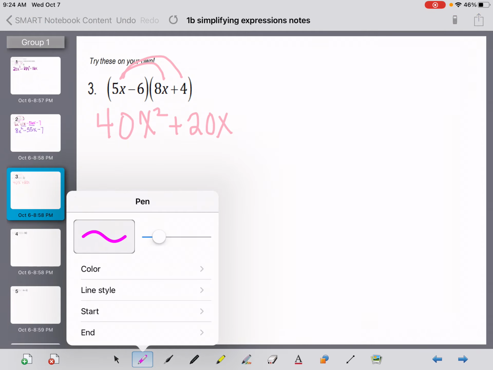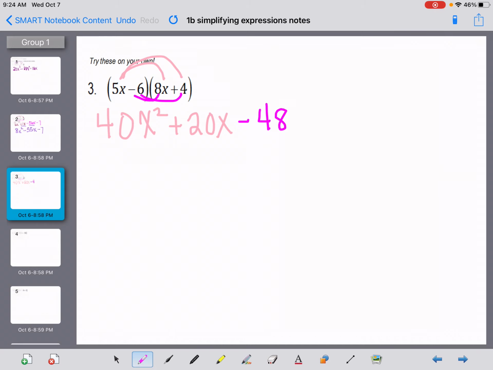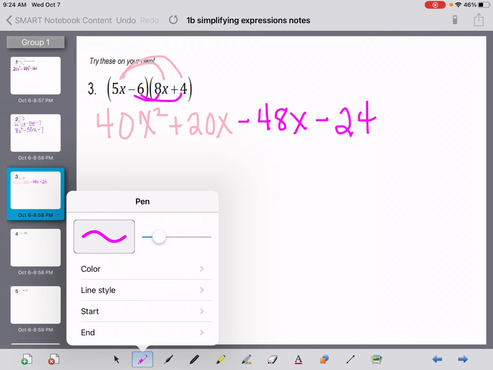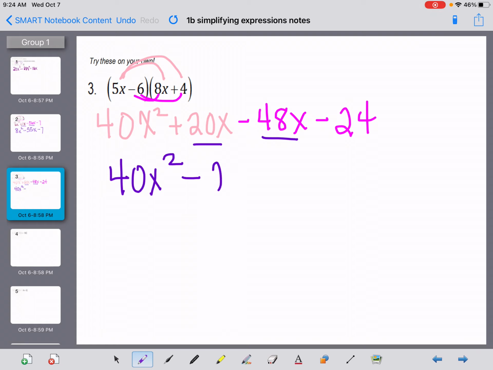And then we're going to distribute the negative 6. Negative 6 times 8x is negative 48x. Negative 6 times positive 4 is negative 24. And then we're going to add like terms. So our like terms are here, and we end up with 40x squared minus 28x minus 24.